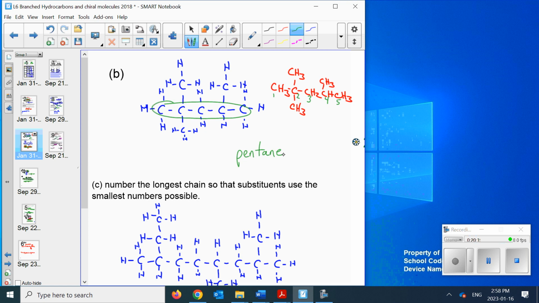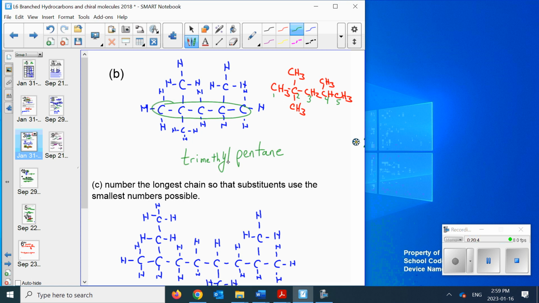Okay. What kind of attachments? I have methyls all the time. There's 3 of them. So trimethyl. Trimethyl, and I have to say the location. And I have to give it the smallest possible numbers.